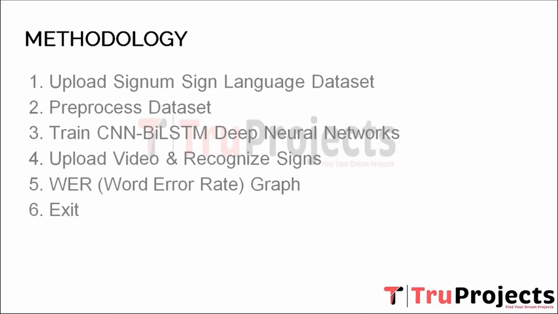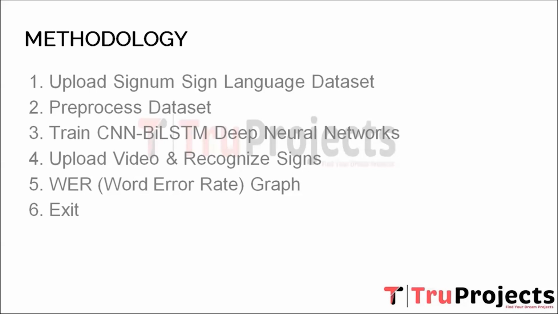Fifth, WER, word error rate graph. Word error rate is a metric used to evaluate the performance of automatic speech recognition or sign language recognition systems. In the context of sign language recognition, it measures the accuracy of the system in converting the recognized signs into the correct words or sentences.